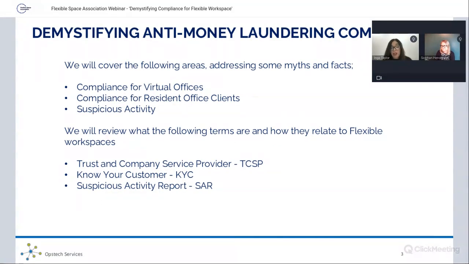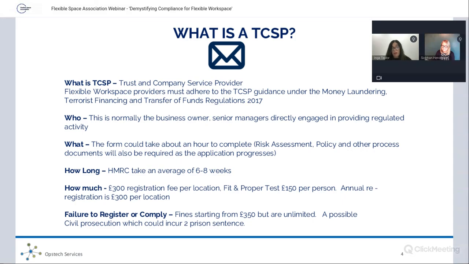We're going to cover compliance for virtual offices, compliance for residential office clients, and then talk a little bit about suspicious activity. We'll also review and explain the following terms that you may well have all heard of: a trust and company service provider, TCSP, know your customer, KYC, and explain a suspicious activity report, ASAR. I'm sure that you're familiar with some of these, and as you know, it is a big topic, so we're going to get through as much as we can.